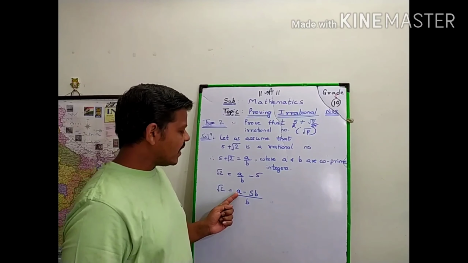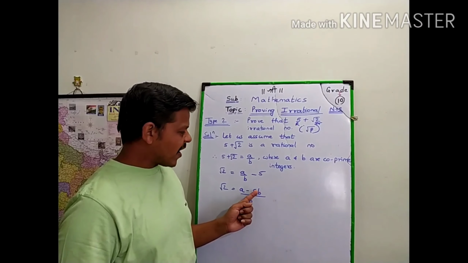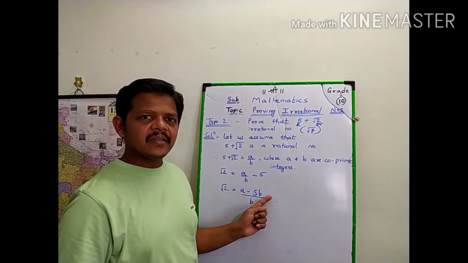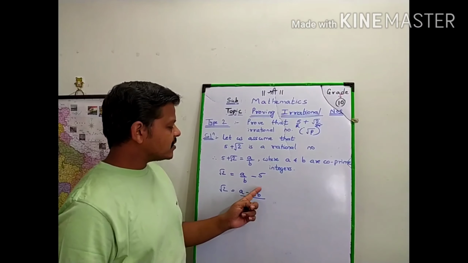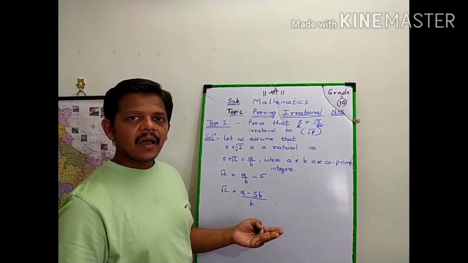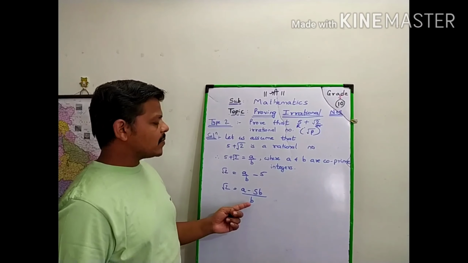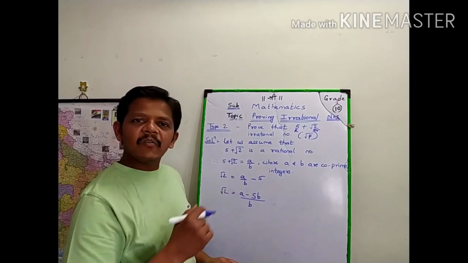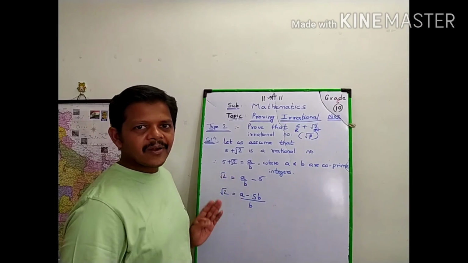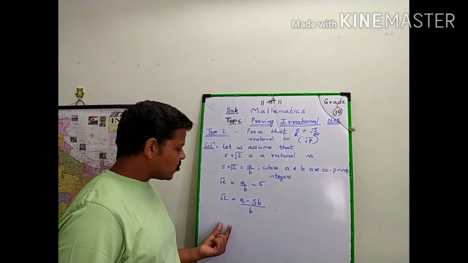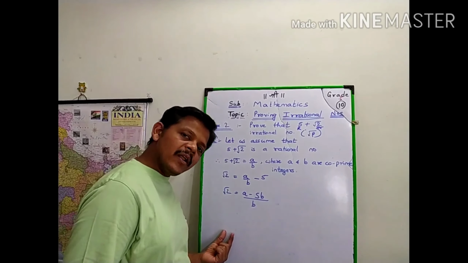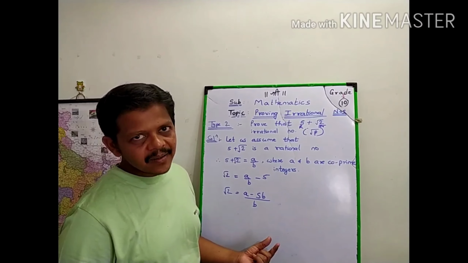What is a? Integer. b is an integer, 5b is an integer. Integer minus integer is an integer. Integer upon integer, and what is this whole thing? Integer upon integer is a rational number. So root 2 becomes a rational number. But we have already proved 2 minutes ago that root 2 is an irrational number.